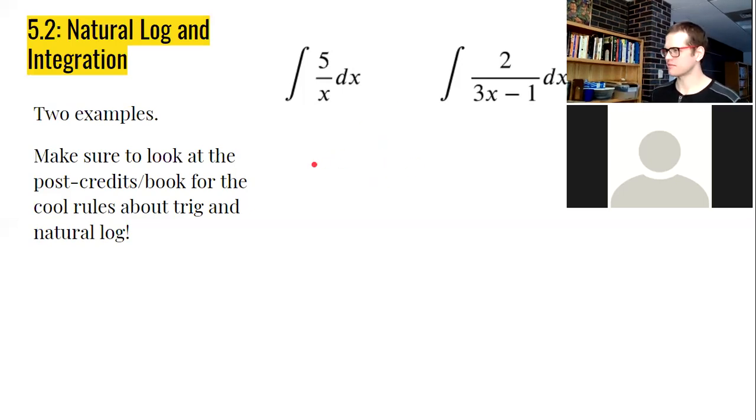So let's do 2 examples, show you kind of how these work out. There's a couple extra in the post credits and the book for more examples and some more information about the trig rules, which trig rules I think are super interesting. And we briefly saw them at the end of the year last year in pre-calc. But again, depending on how end of the year pre-calc went for you, you may or may not have done anything with them, depending on how you chose to tackle that.